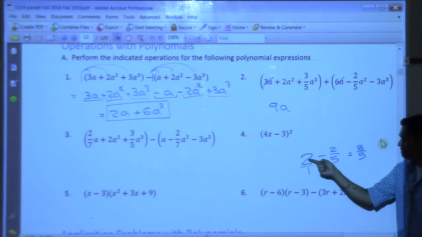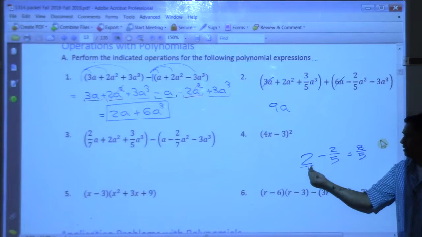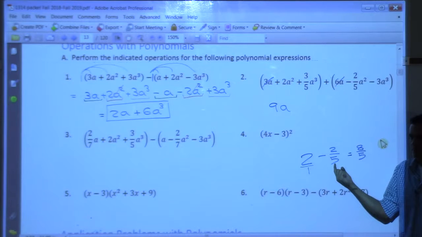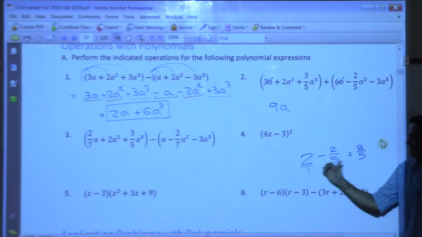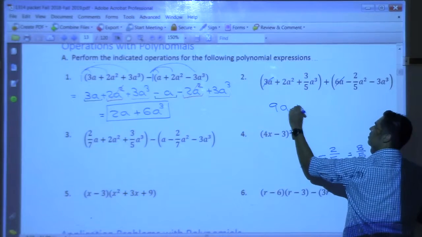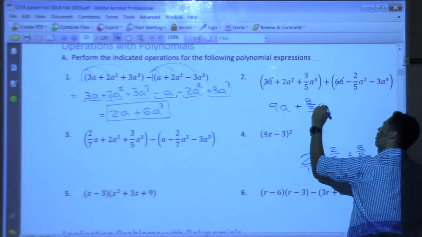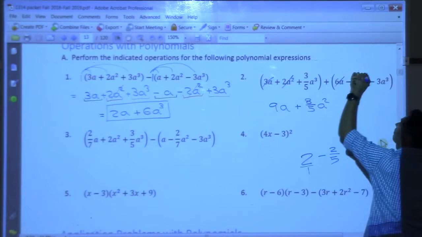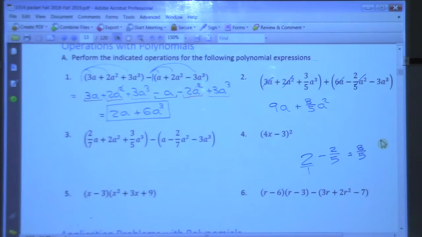I'm doing the shortcut. 2 times 5, 5 times 2 is 10. Take away 2, that's 8, and then divide by 1 times 5. Yay or nay? Okay. So how many a squareds do we have? 8/5. So I put plus 8/5 a squared. And then we have to put together the a cubes, right? So what numerical operation do I need to do to figure out how many a cubes I have?